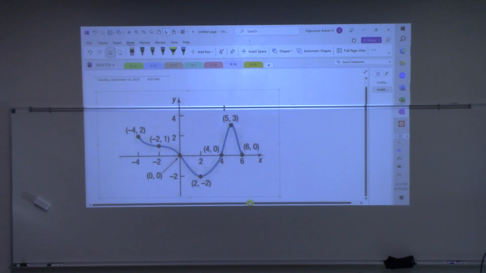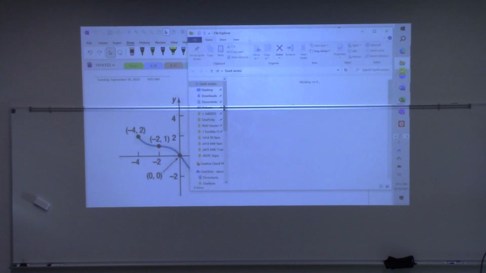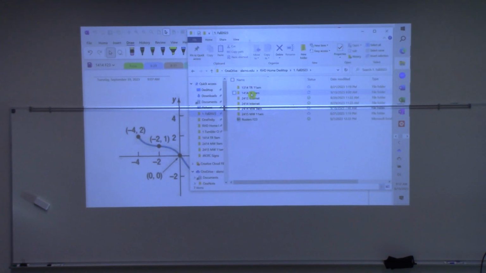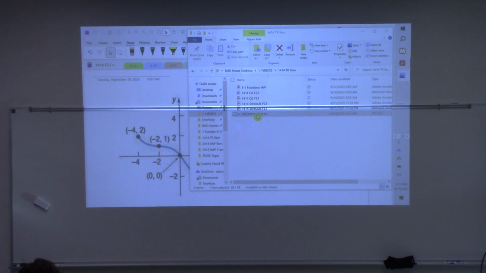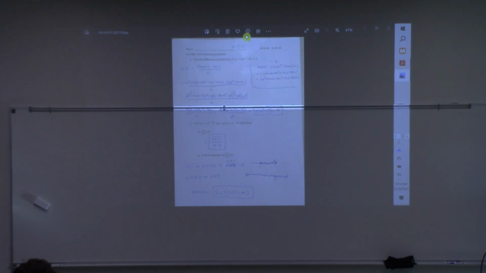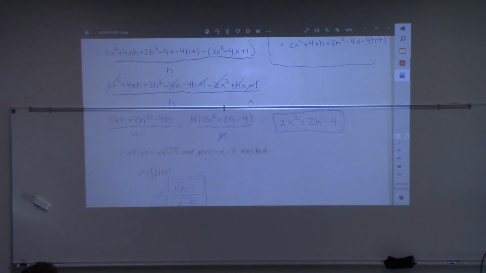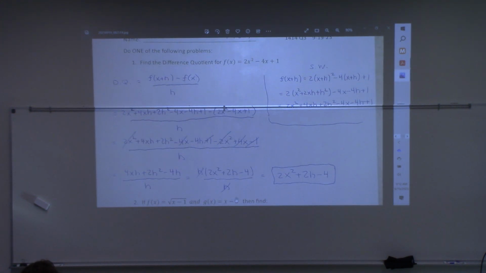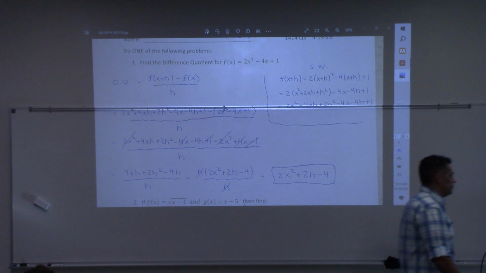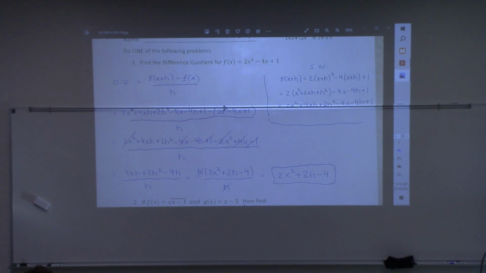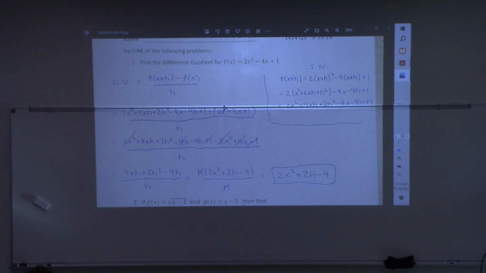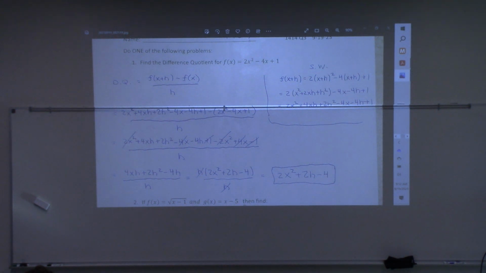Okay. So let me show you real quick what the answers were to that. If I can get this to come up here. Okay, so let's look at the first one here. Sorry, I wish I could do better here with the board. So difference quotient, you're using a formula, hopefully that was in your notes.